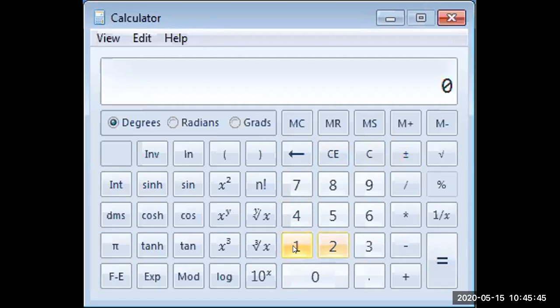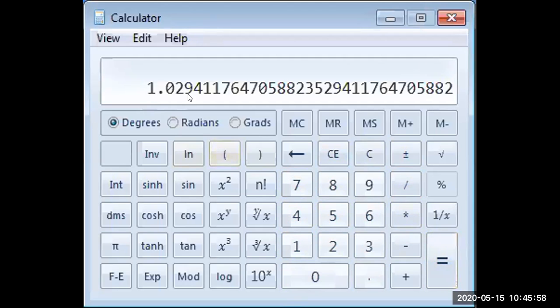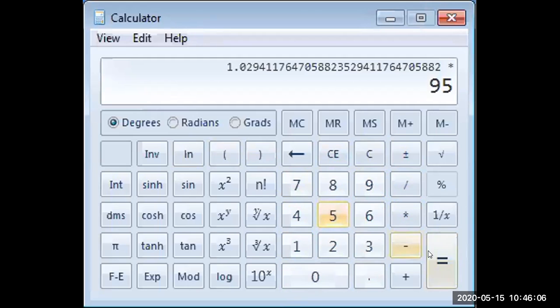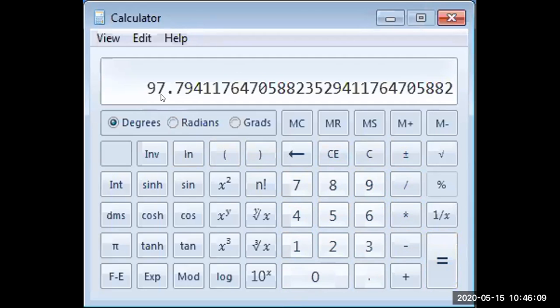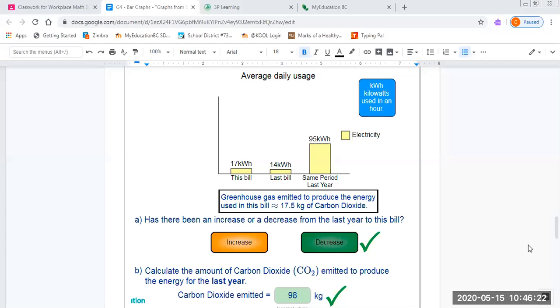So what I'm going to do is I'm going to take 17.5, which is the number of kilograms that are produced by burning that 17 kilowatts. So I'm going to take 17.5 and I'm going to divide it by 17. That is going to give me a number that's very close to 1, but it's not exactly 1. So now when I multiply this by the number of kilowatts I used last year, which was 95, notice that I don't get exactly 95 here. I get 97.79, which when rounded up to a whole number is 98. And that's why when we come back here, we should see the value is 98 kilograms. So hopefully that makes sense to you.